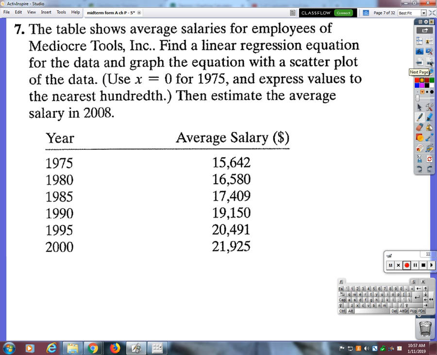All right, number 7, the table shows average salaries for employees of mediocre tools. That's where I want to work. Find a linear regression equation for the data and graph the equation with a scatter plot. Then use it to estimate the average salary in 2008.